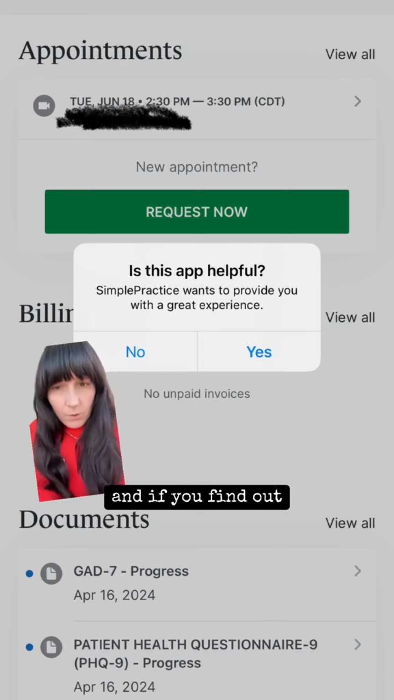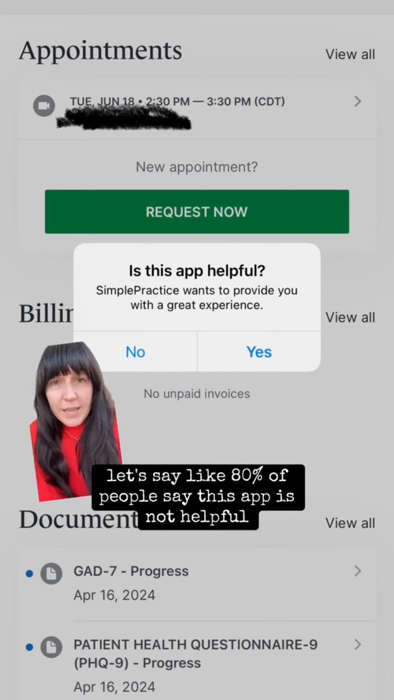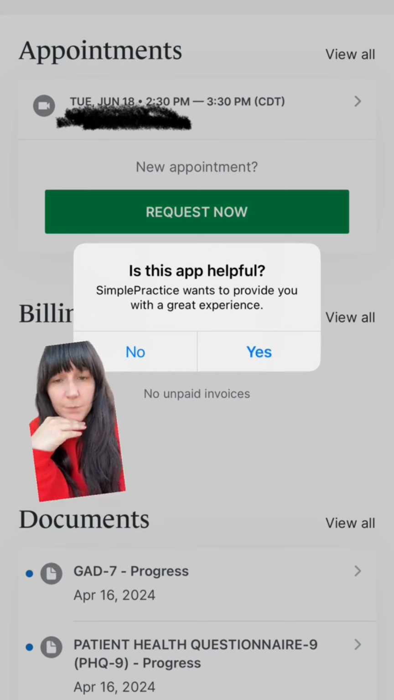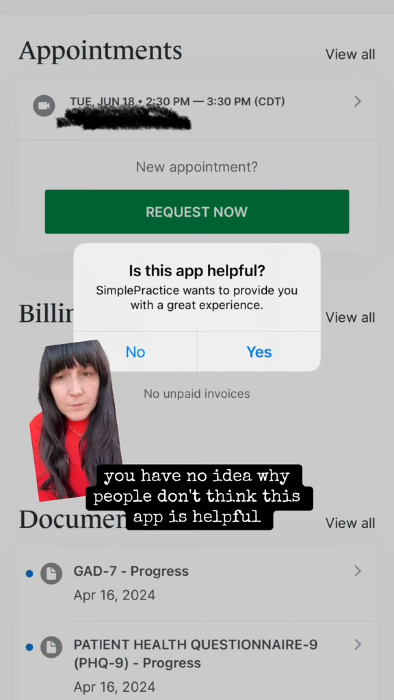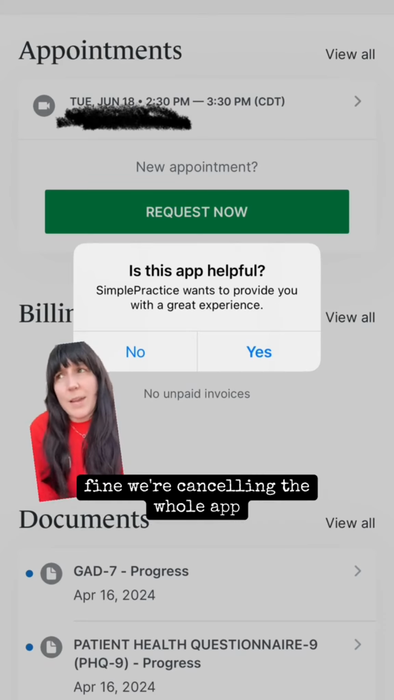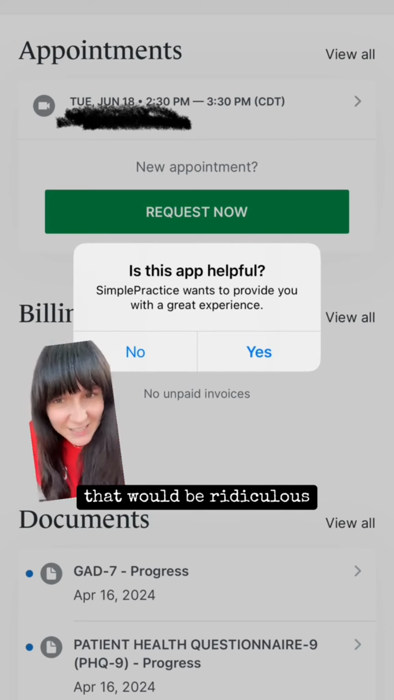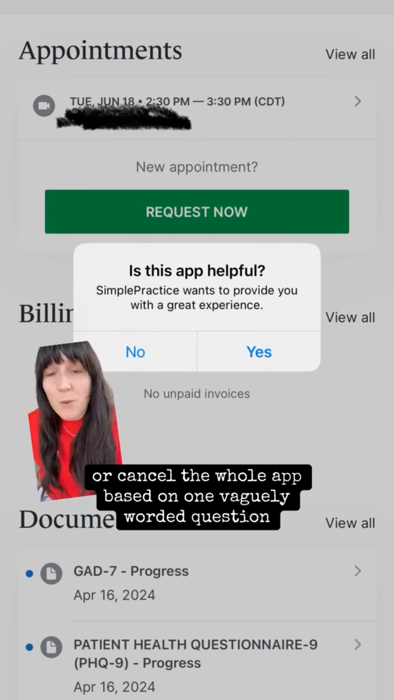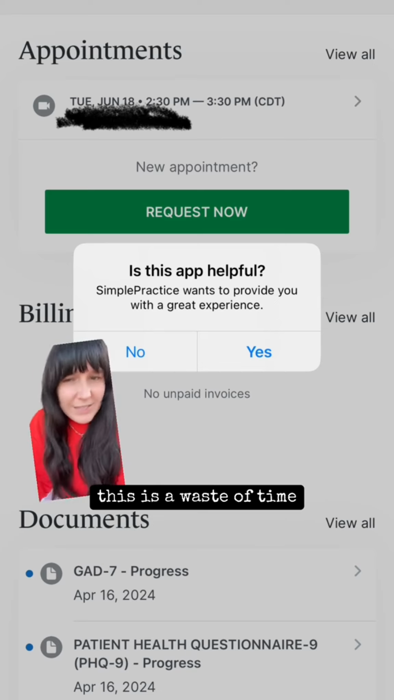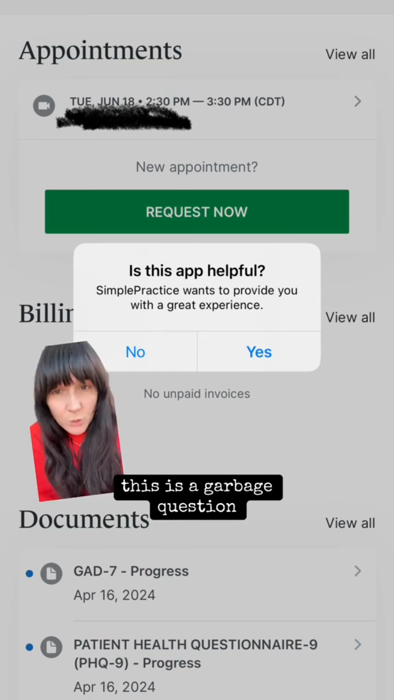And if you find out, let's say, 80% of people say this app is not helpful, what are you, as Simple Practice, going to do with that information? You have no idea why people don't think this app is helpful. You cannot take action based on this. You could be like, oh, it's not helpful, fine, we're canceling the whole app. That would be ridiculous. You're going to cancel the whole app based on one vaguely worded question? That's wild. This is a waste of time. This is a garbage question.